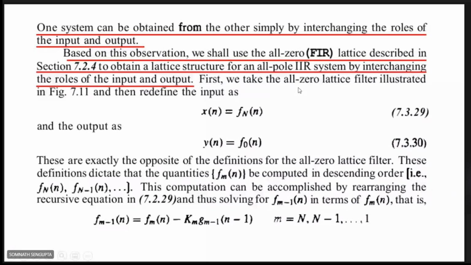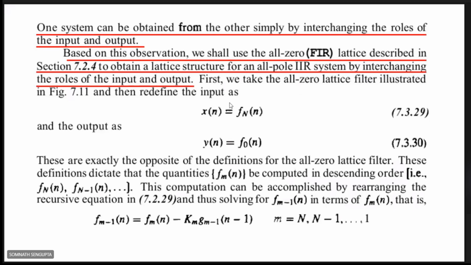So what we realize is that an all zero system is basically a FIR system where only numerator polynomials are there. An all pole system is basically an IIR system where only the denominator polynomial is there. Okay? So FIR can be converted to IIR or IIR can be converted to FIR, provided you change the input to output and output to input.